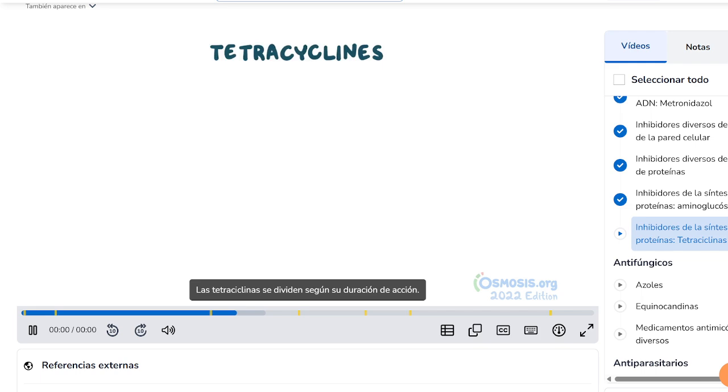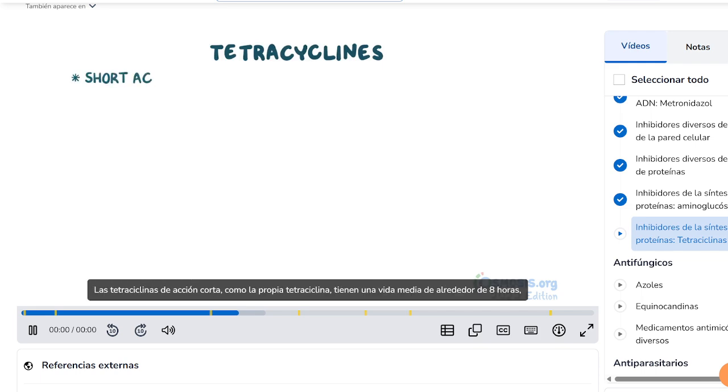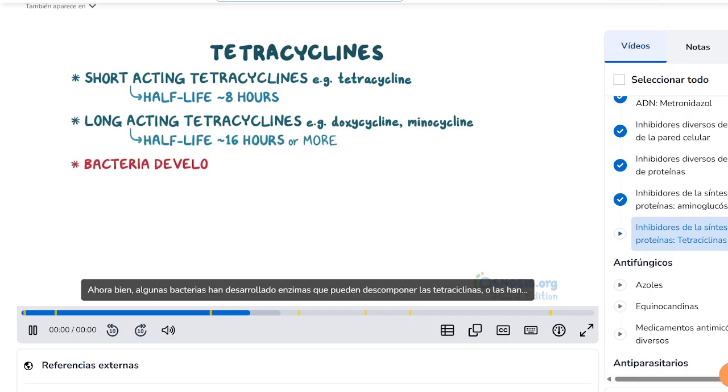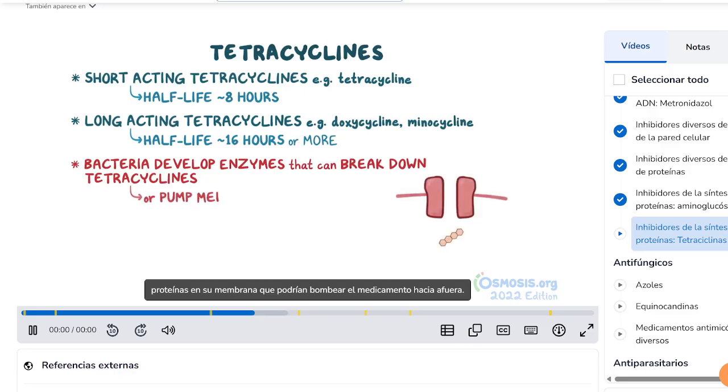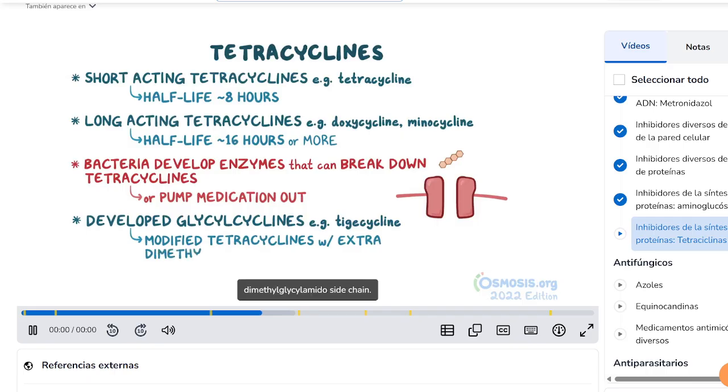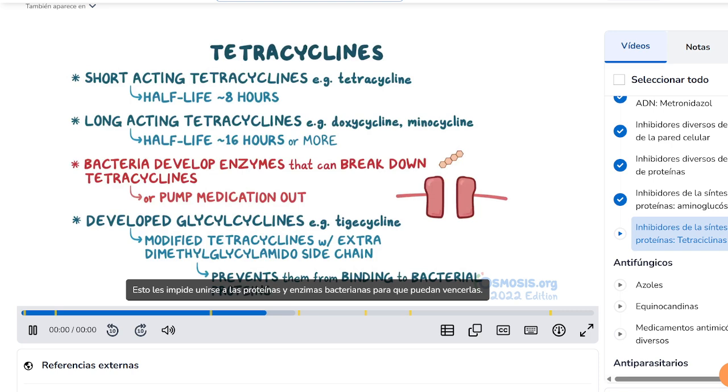Tetracyclines are divided according to their duration of action. Short-acting tetracyclines, like tetracycline itself, have a half-life of around 8 hours, and long-acting ones like doxycycline and minocycline last for 16 hours or more. Now, some bacteria developed enzymes that can break down tetracyclines, or they have proteins on their membrane that can pump the medication out. So we developed glycylcyclines like tigecycline, which are modified tetracyclines with an extra dimethylglycylamido side chain. This prevents them from binding to bacterial proteins and enzymes so they can overcome bacterial defense mechanisms.